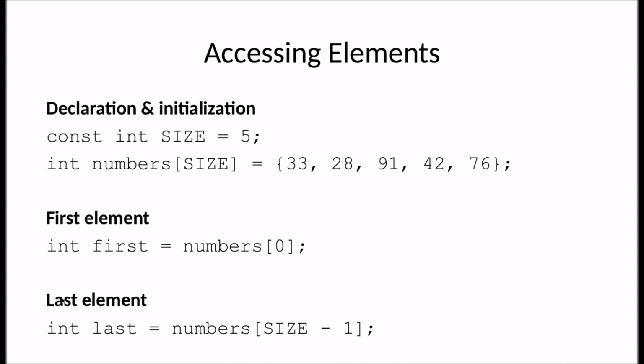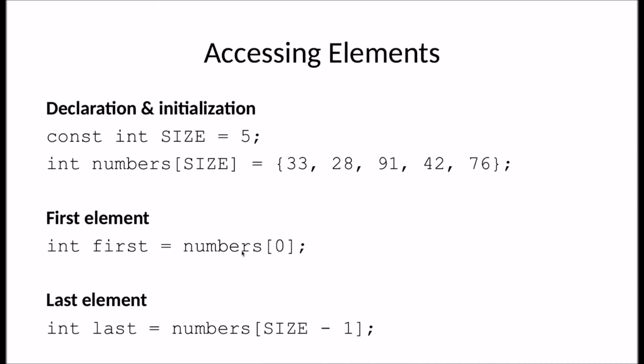Here again is an example of how to declare and initialize an array, how to read the first element, and how to read the last element. It is a good habit to use a constant integer for the size, specifying the size, and then declaring the array of size integers, and here I specify and initialize the elements to these values.